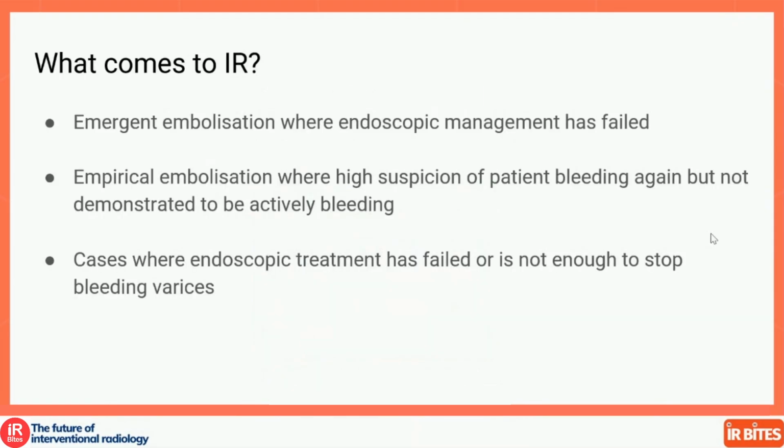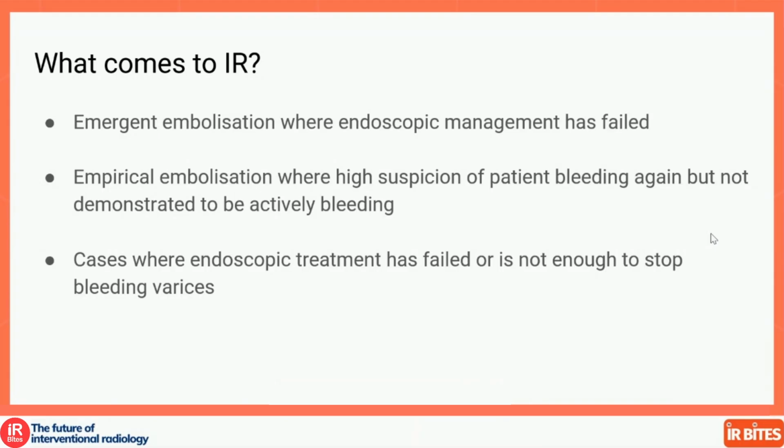So what comes to IR? When I sat down and thought about this, there are three main patient treatment groups when it comes to GI bleeding and IR. First, there's emergent embolization, where endoscopic management has failed. These are patients that are sick and unstable. They usually need to be done out of hours, in the middle of the night whenever they present, and they have to be done quickly.